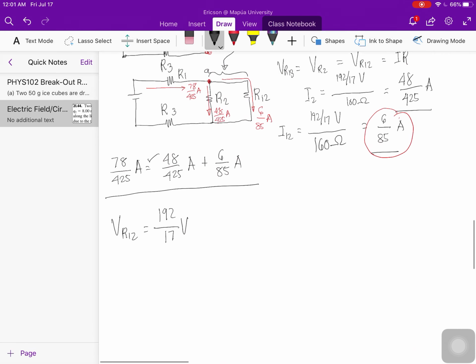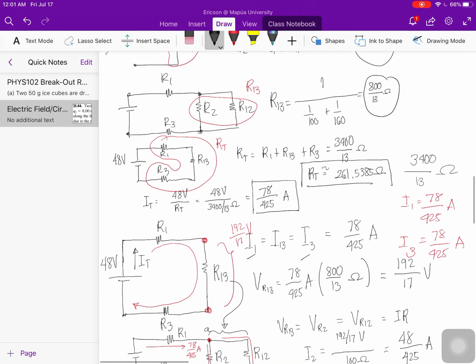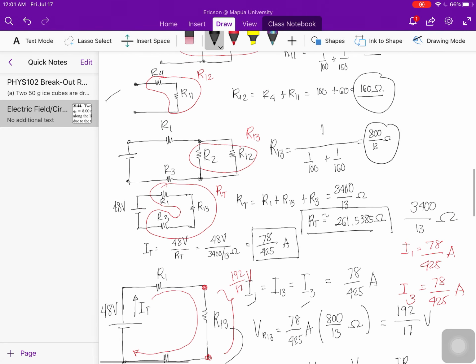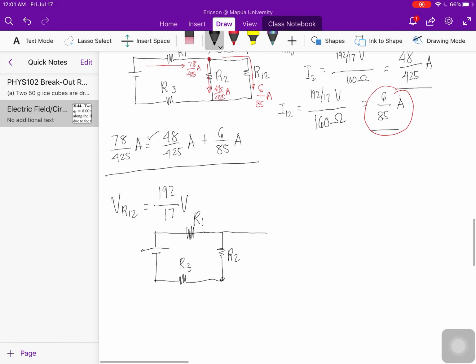So, pag tinignan nyo to, let us go here. So, you have R1. You have R2. Nakuha na natin yan. Ito R3. Ito R2. So, ito originally is R12. Ang R12 natin is R4 series with R11.